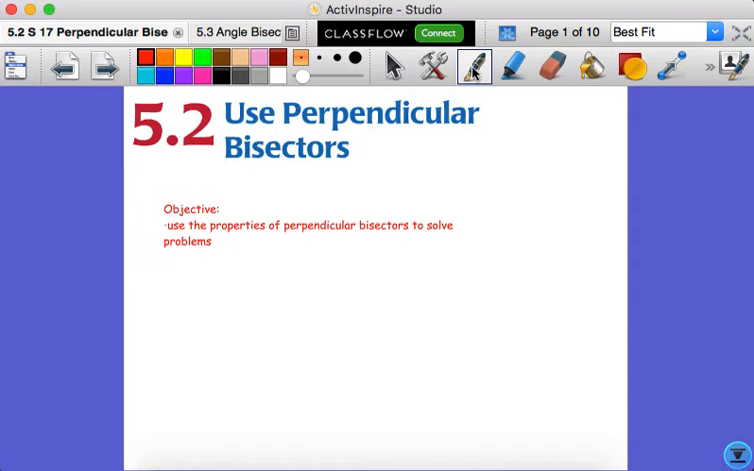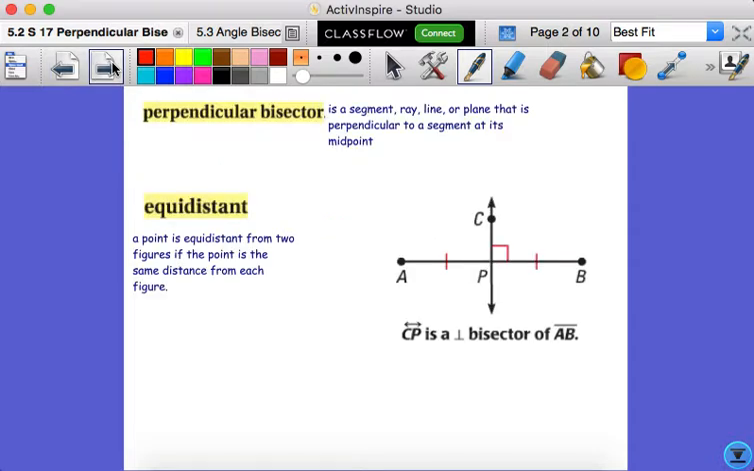Today we're going to talk about perpendicular bisectors and apply their properties. So a perpendicular bisector is a segment, a ray, a line, a plane, basically anything that is perpendicular to a segment at its midpoint.